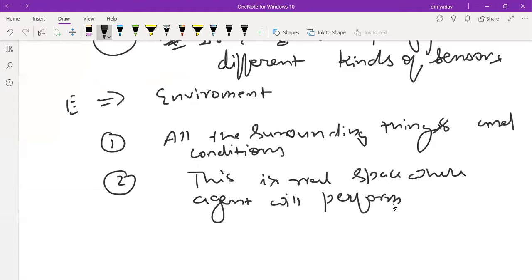So what is the environment? The environment is nothing but all your surrounding things and conditions near that agent. And the second thing is that this is a real space where the agent will perform different tasks depending on what data it processes. Then the next is A.